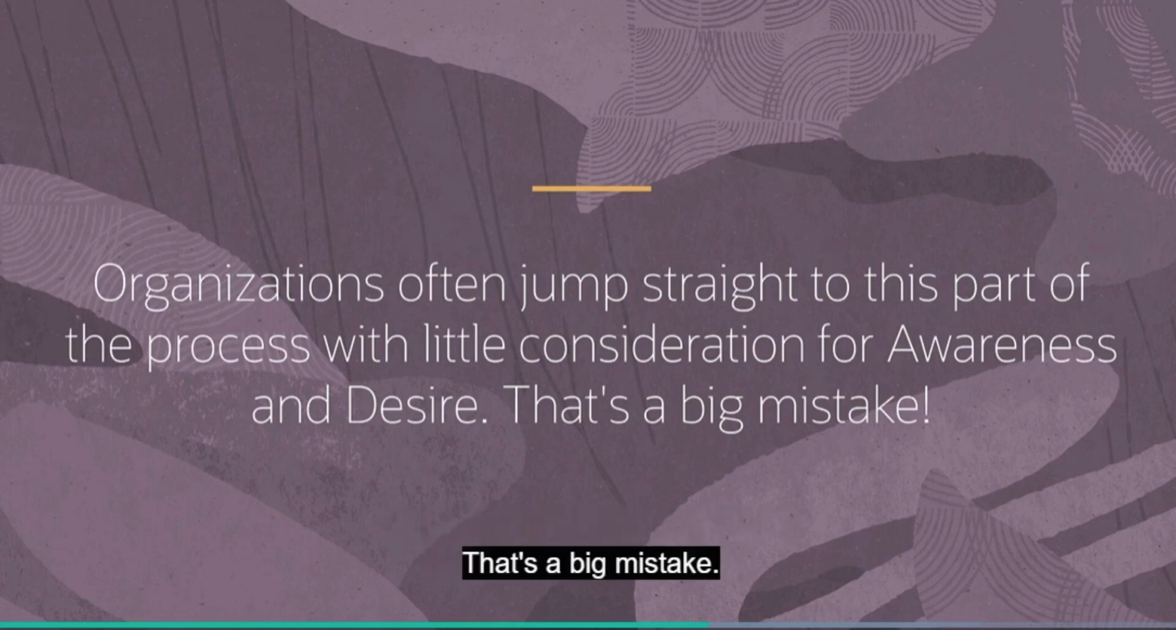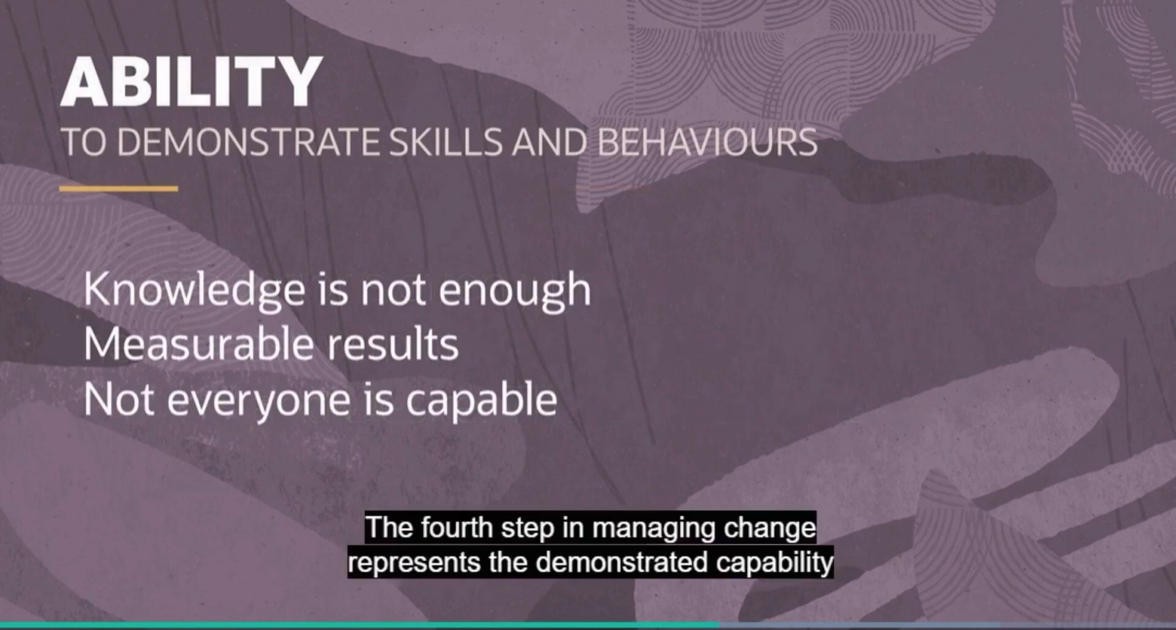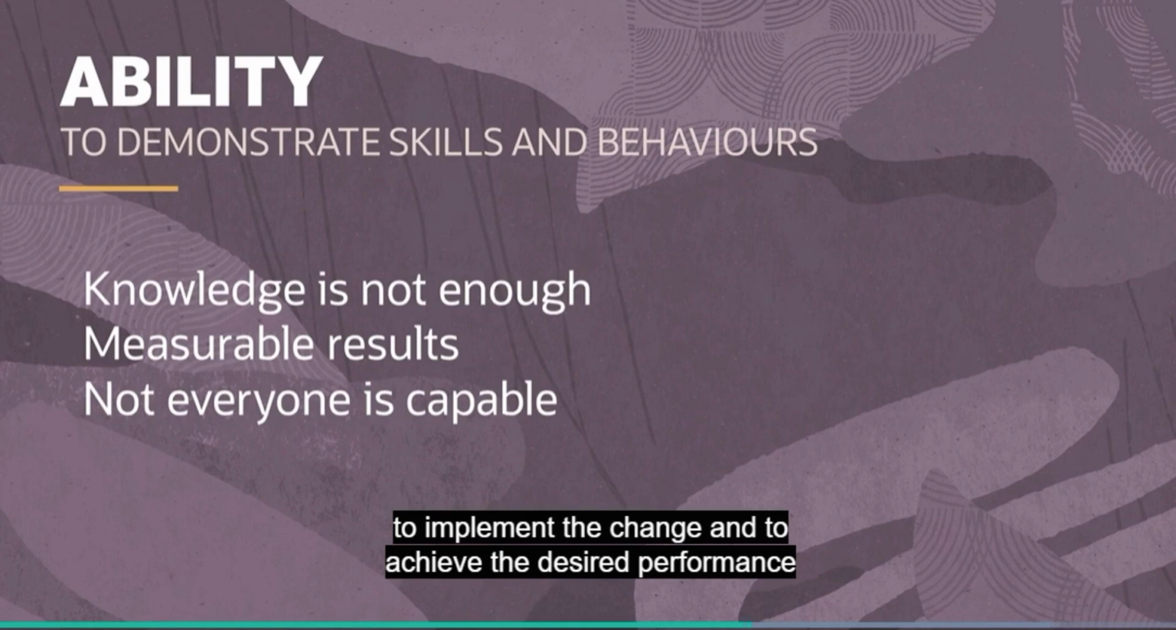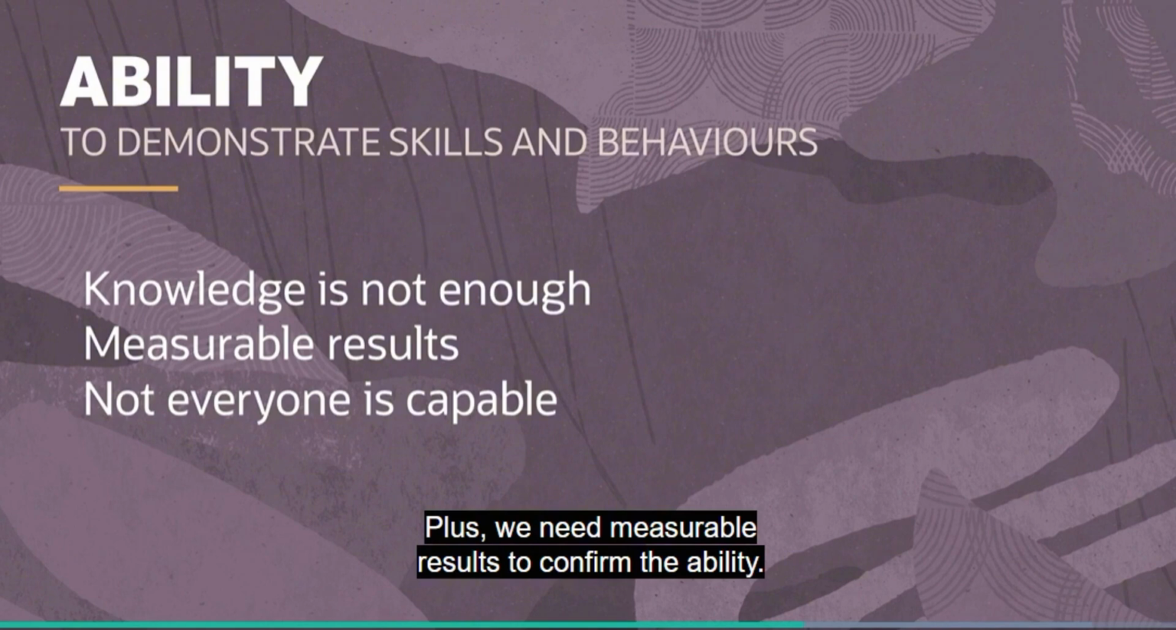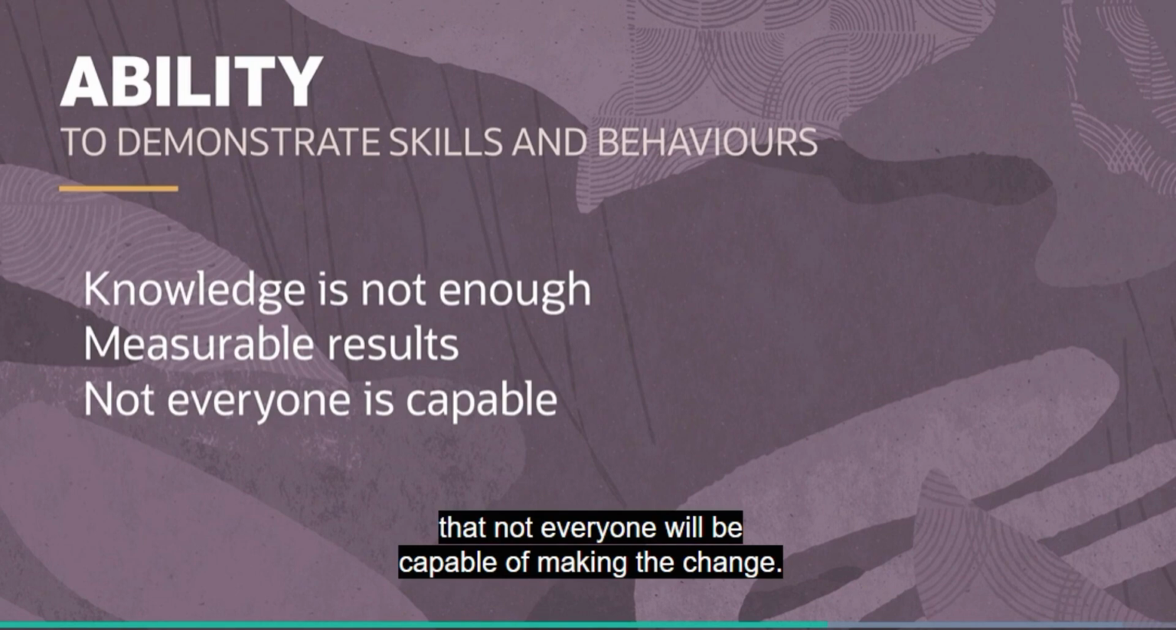That's a big mistake. The fourth step in managing change represents the demonstrated capability to implement the change and to achieve the desired performance level, otherwise known as ability. To be clear, knowledge on its own is not enough. Plus, we need measurable results to confirm the ability, and sometimes we need to understand and acknowledge that not everyone will be capable of making the change.